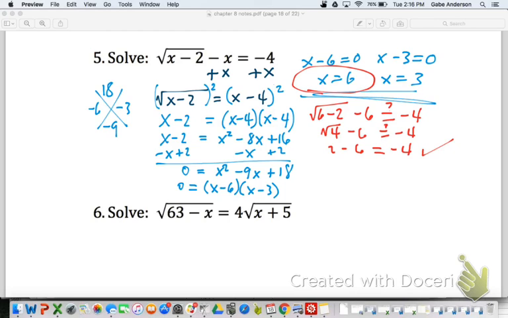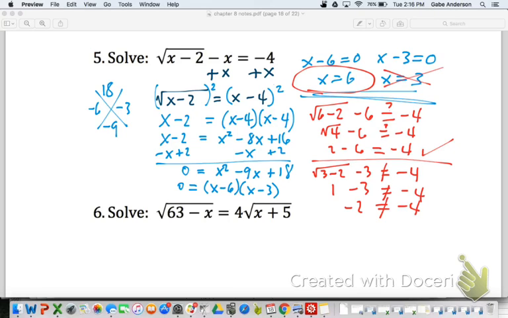Okay, so x equals 6 works. Does 3 work, though? Let's find out. Square root of 3 minus 2, minus 3 equals negative 4. That's just 1 minus 3 equals negative 2. Whoa, that didn't work at all, does it? So x equals 3 is one of those extraneous solutions. X equals 6 is actually the answer.